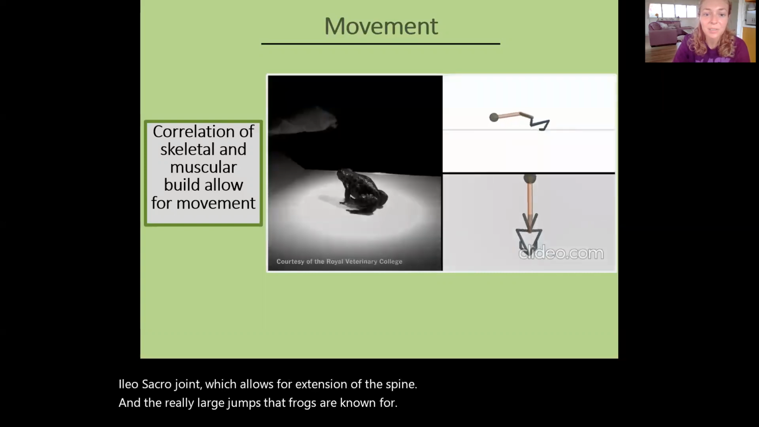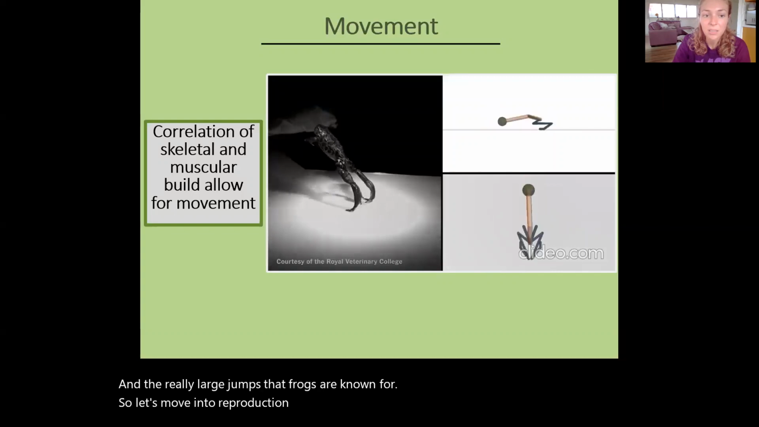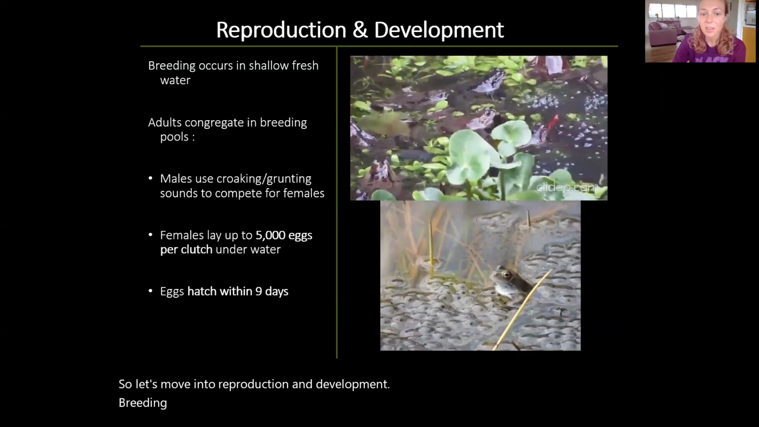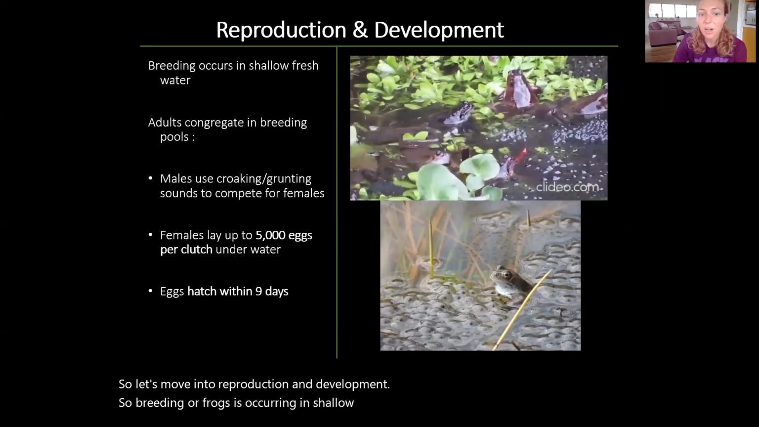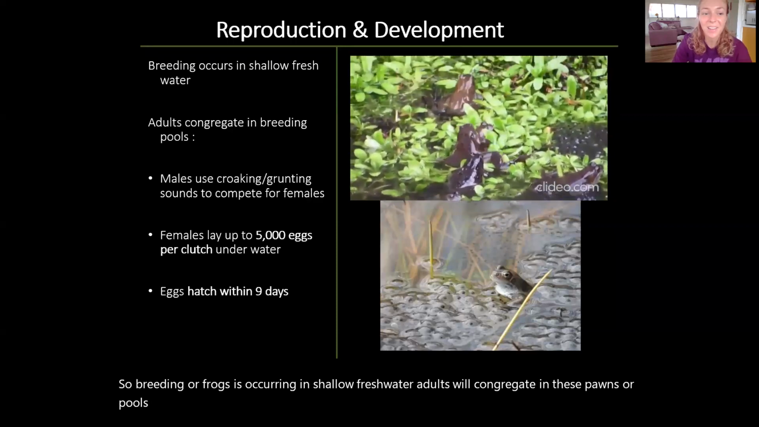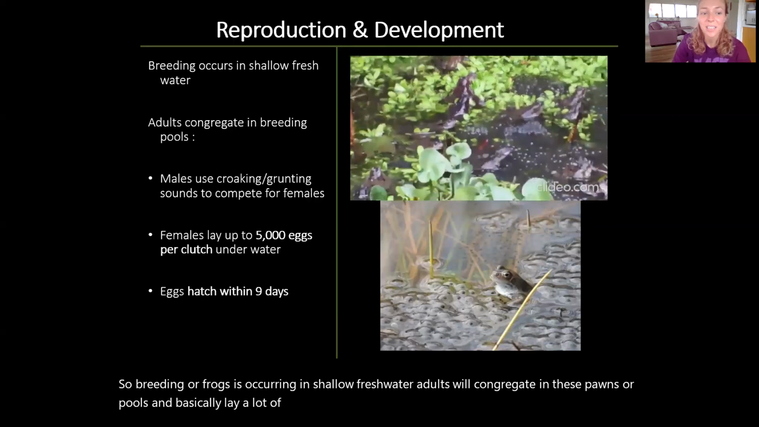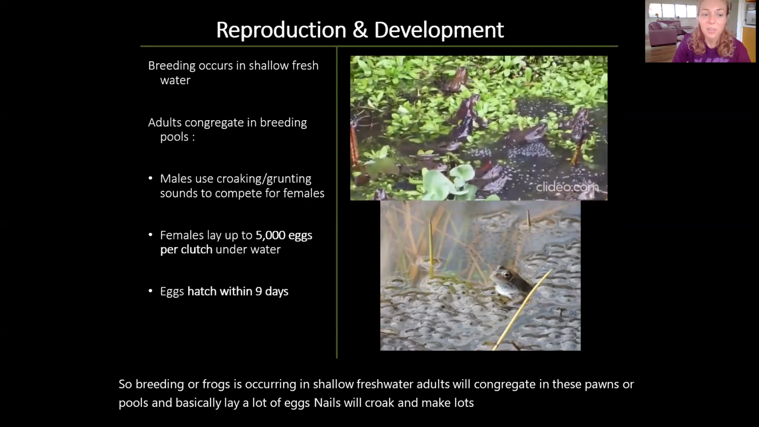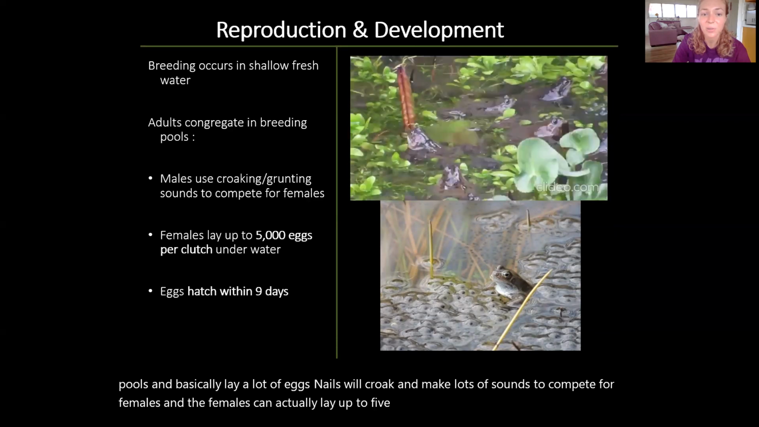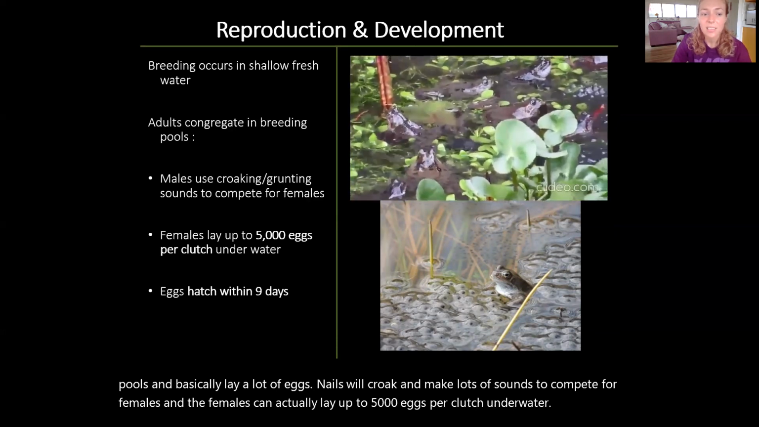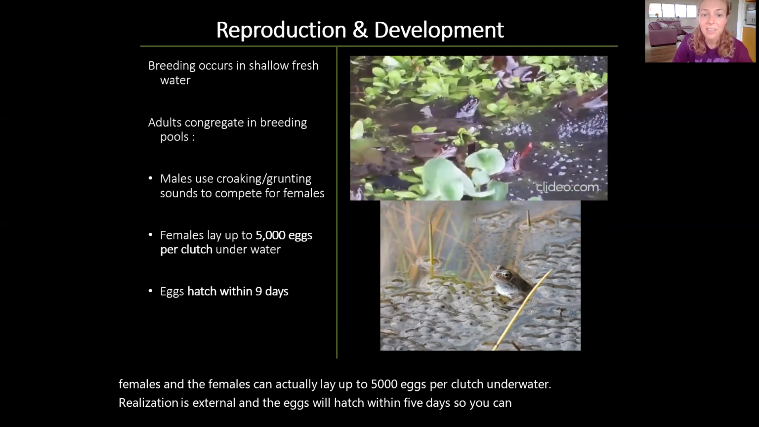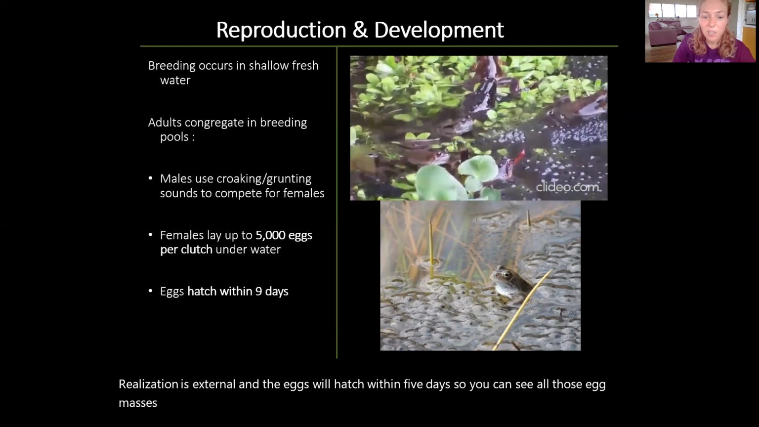Okay, so let's move into reproduction and development. So breeding for frogs is occurring in shallow fresh water. Adults will congregate in these ponds or pools and basically lay a lot of eggs. Males will croak and make lots of sounds to compete for females, and the females can actually lay up to 5,000 eggs per clutch underwater. Fertilization is external, and the eggs will hatch within 5 days.